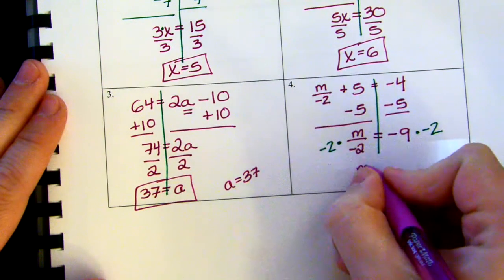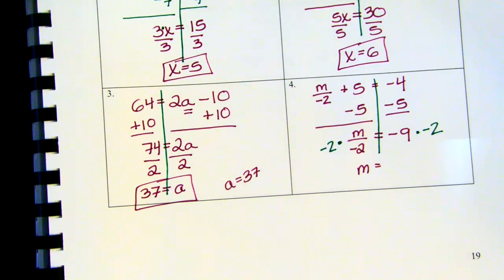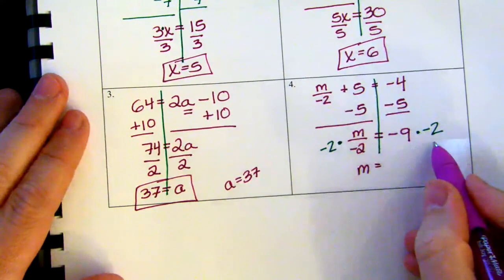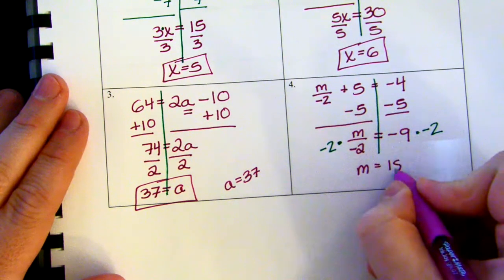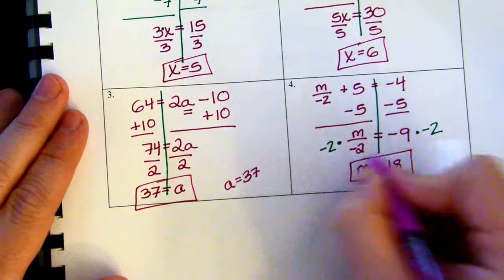So m will end up equaling what? Negative 9 times negative 2 is going to give me a negative times a negative. It's a positive, so it's going to give me 18. M equals 18.